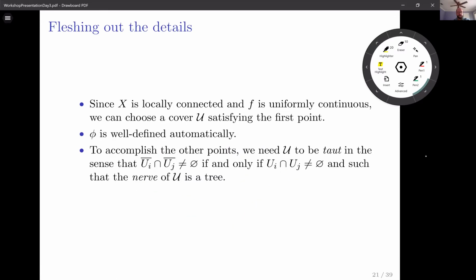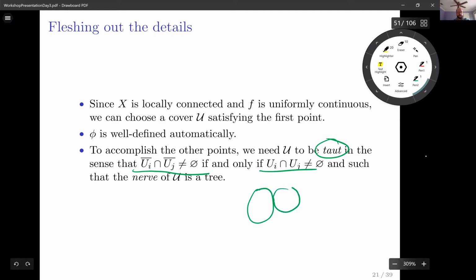So the cover I want is what we call taut, which means that the closures of elements of the cover meet if and only if the elements actually meet. So we don't have situations where two things just touch but don't actually intersect. This is not allowed.